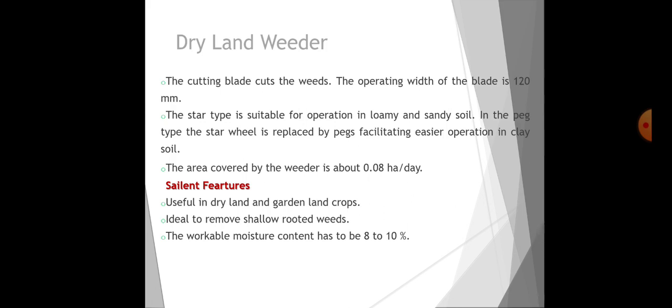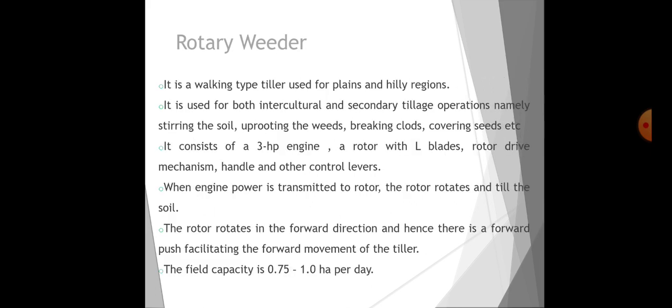The star type is suitable for operation in loamy and sandy soil. In the peg type, the star wheel is replaced by pegs facilitating easier operation in clay soil. The area covered by the weeder is about 0.08 hectare per day. Next, we see the salient features of the dry land weeder, useful in dry land and garden land crops, ideal to remove shallow rooted weeds. The workable moisture content has to be 8 to 10%.